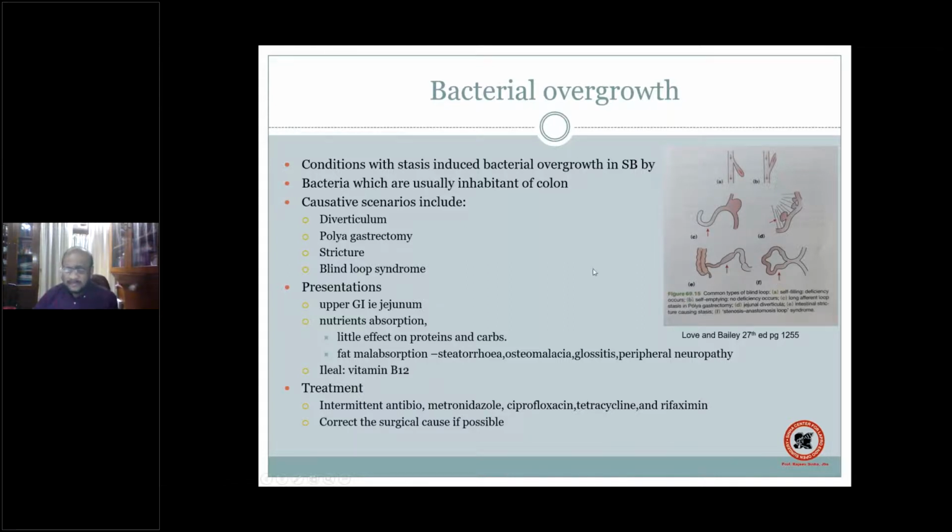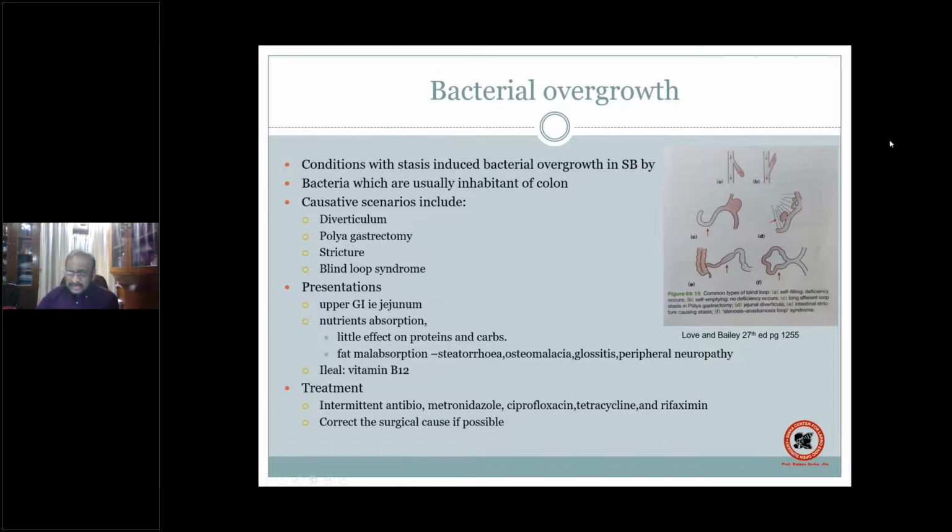Now, what is happening in a bacterial overgrowth? In most of these conditions, it is either small bowel bacteria, but more importantly, it is the colonic bacteria which migrate from the ileocecal area and then colonize the small bowel. In the upper GI, that is the jejunal presentation, it's usually nutrient absorption. We know the macronutrients and micronutrients are absorbed there. So you have minimal effect on protein and carbs, but fat malabsorption suffers. These patients will present with steatorrhea, osteomalacia, glossitis, peripheral neuropathy.